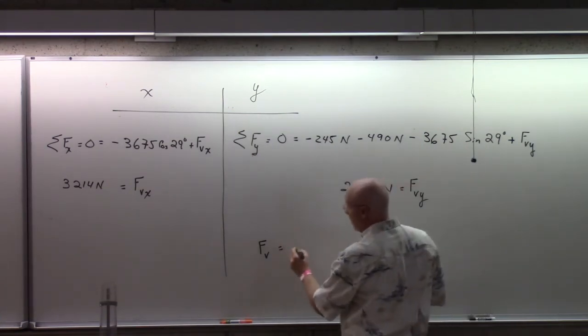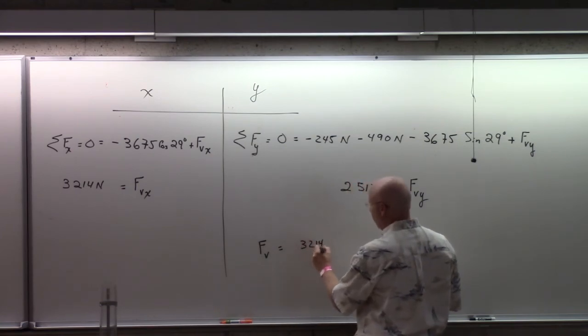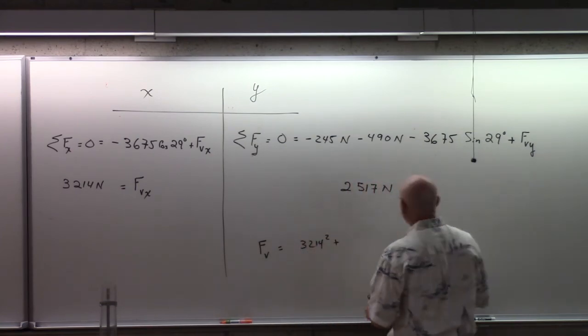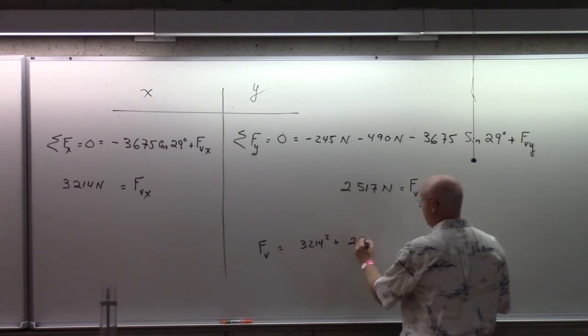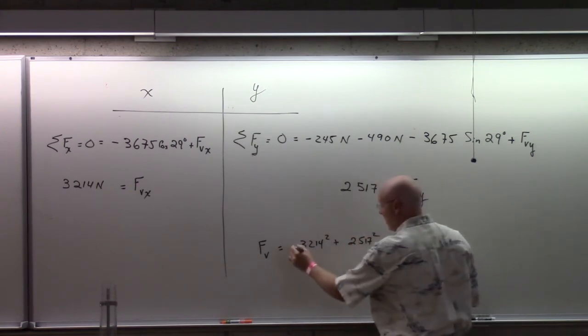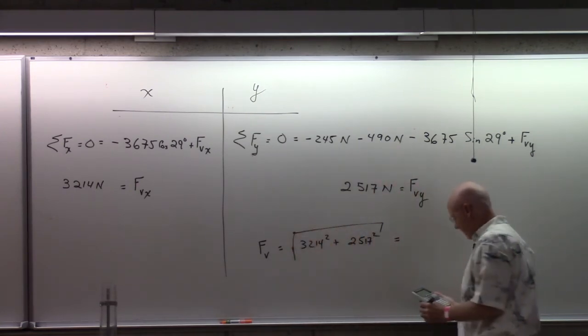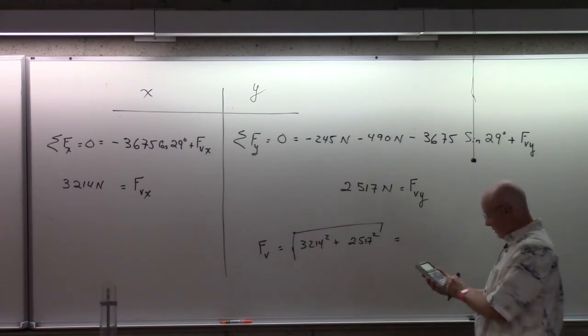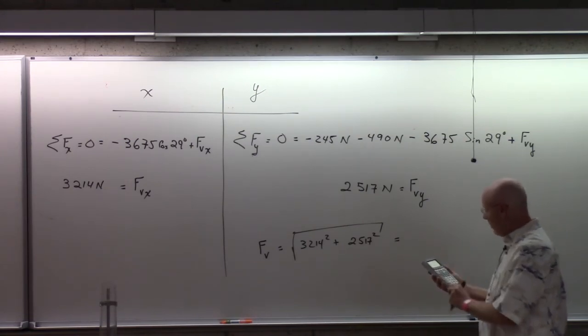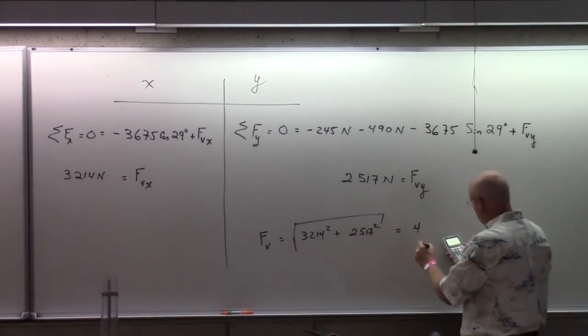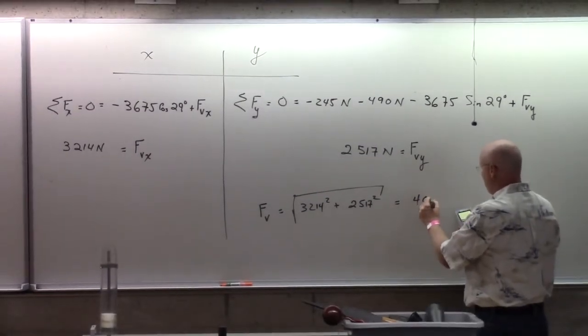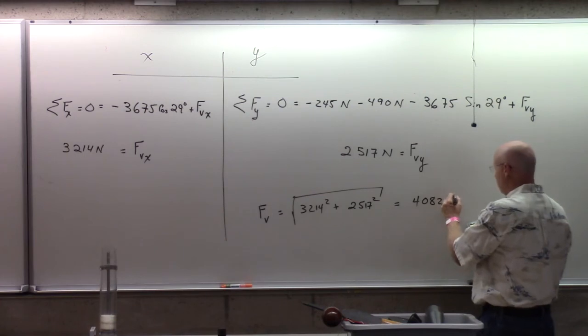I will take the 3,214 and square it, and the 2,517 and square it, then take the square root. So 3,214 squared, 2,517 squared, add them together and take the square root. And we're looking at 4,082 newtons.